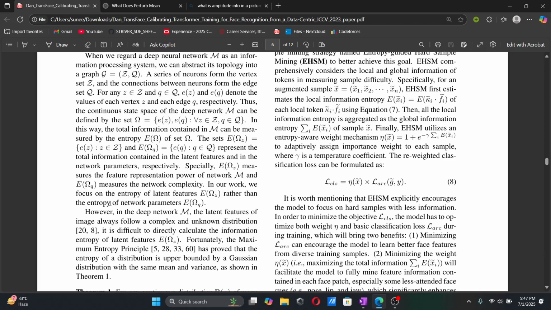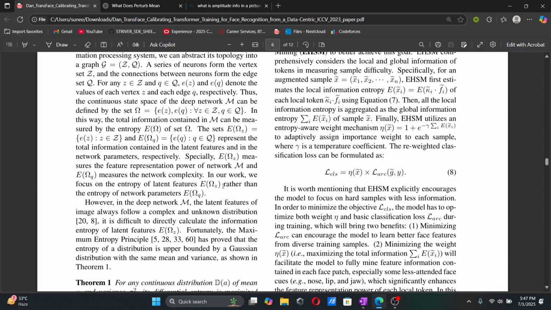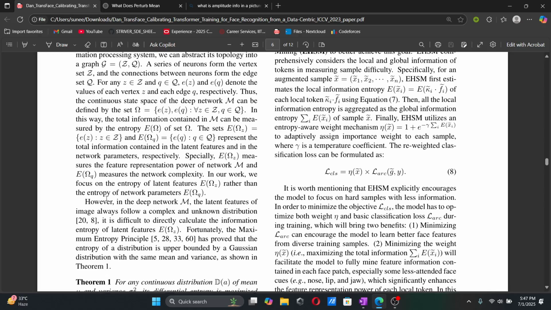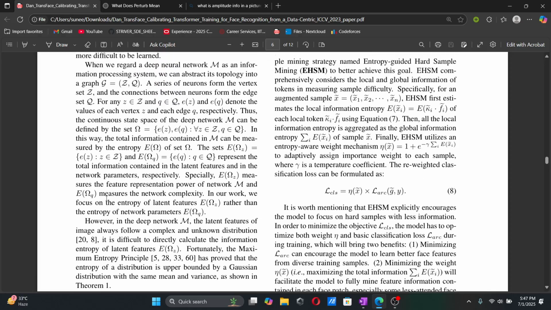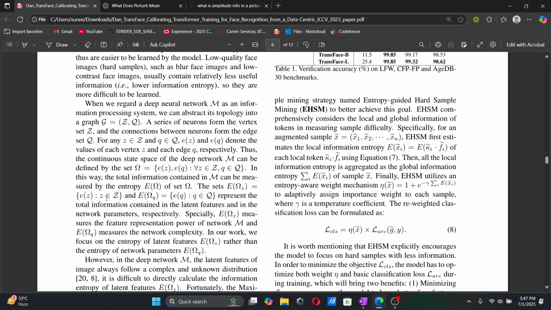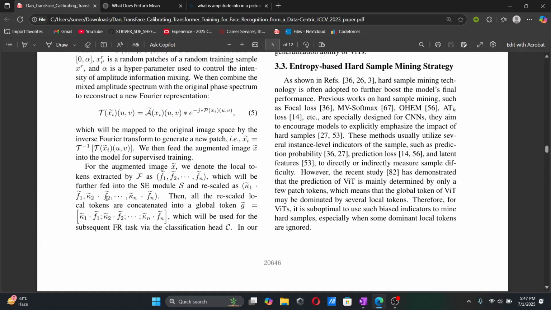In our work, we focus on the entropy of the latent features rather than the entropy of. I don't understand. I really don't understand this. There is something I really don't understand here.